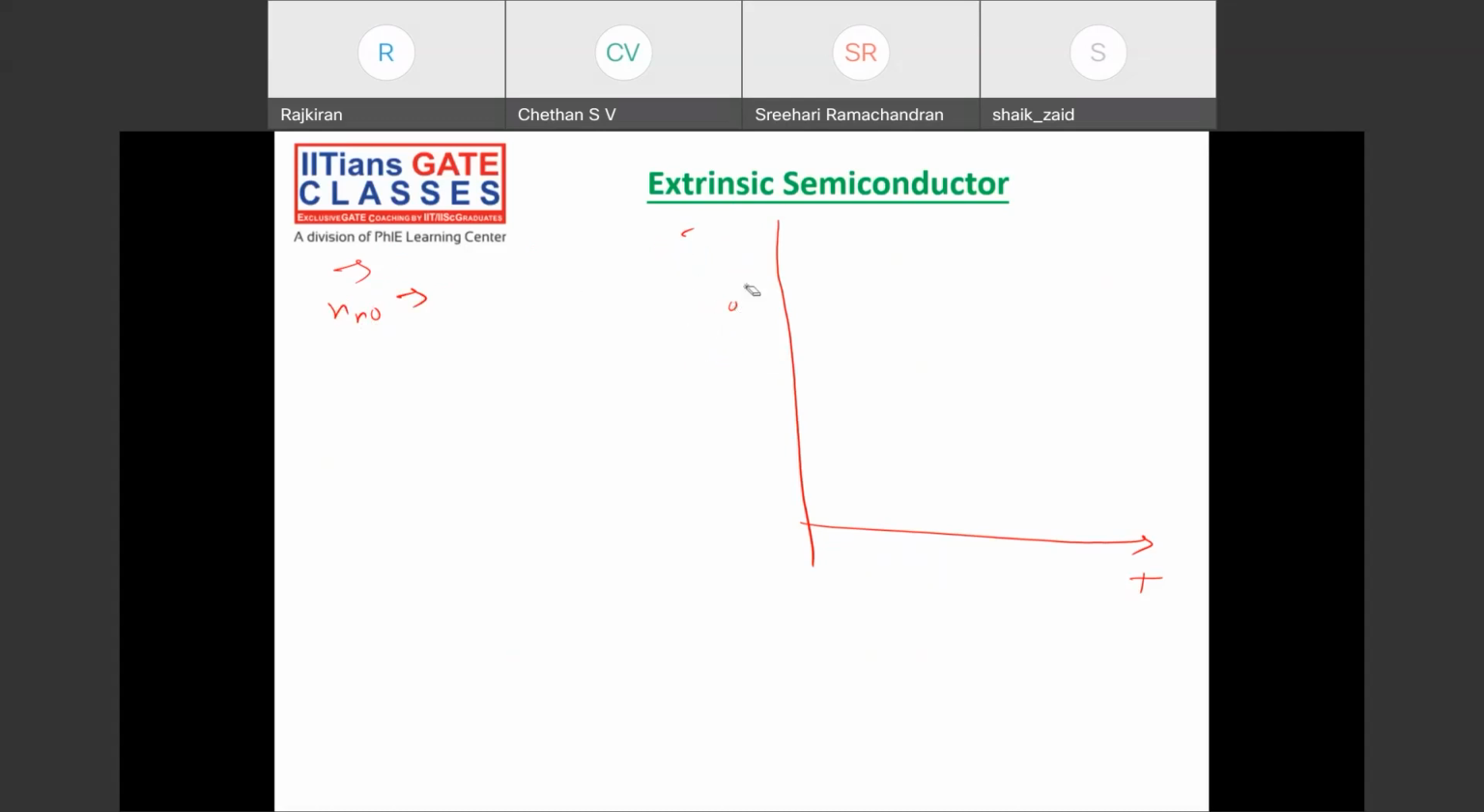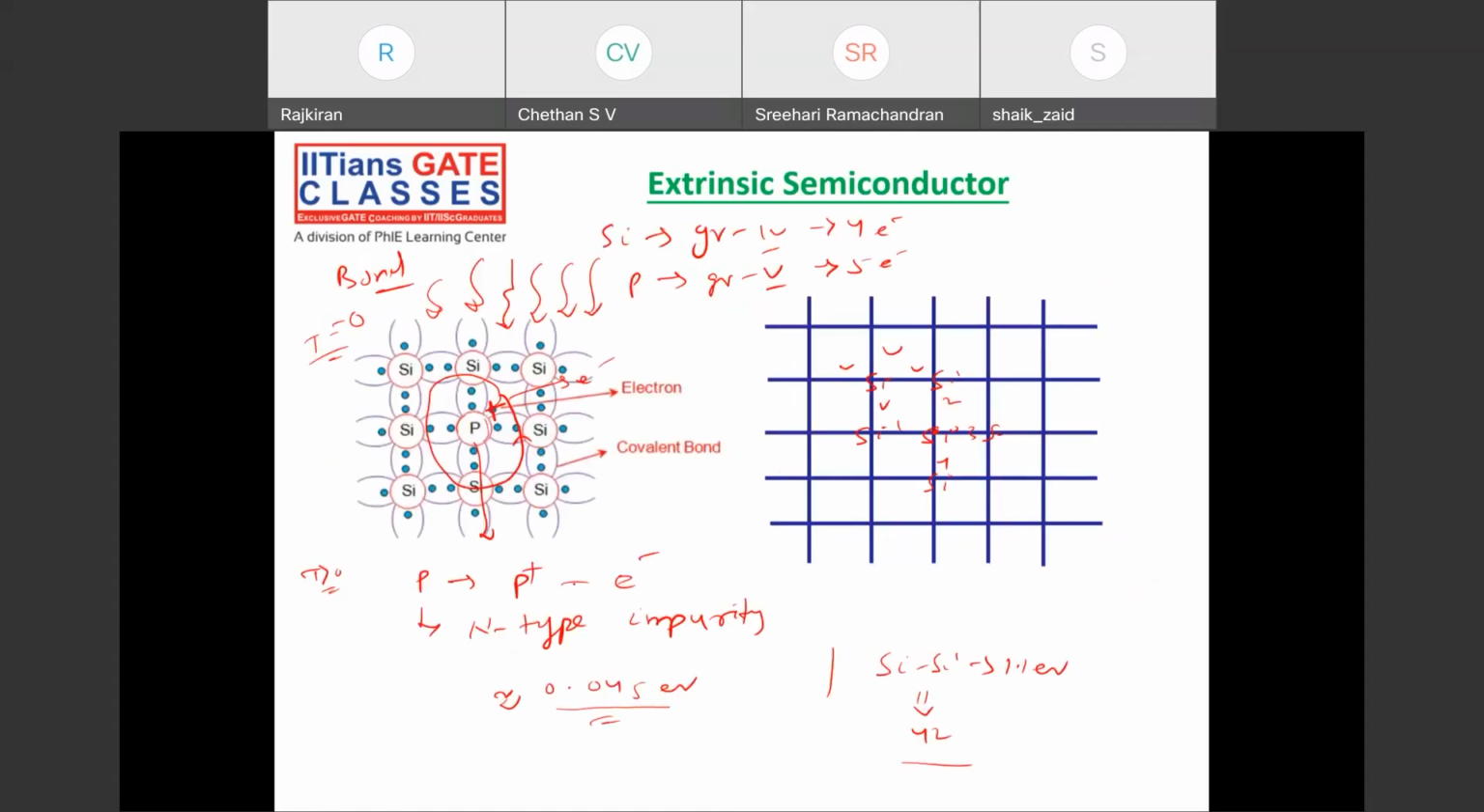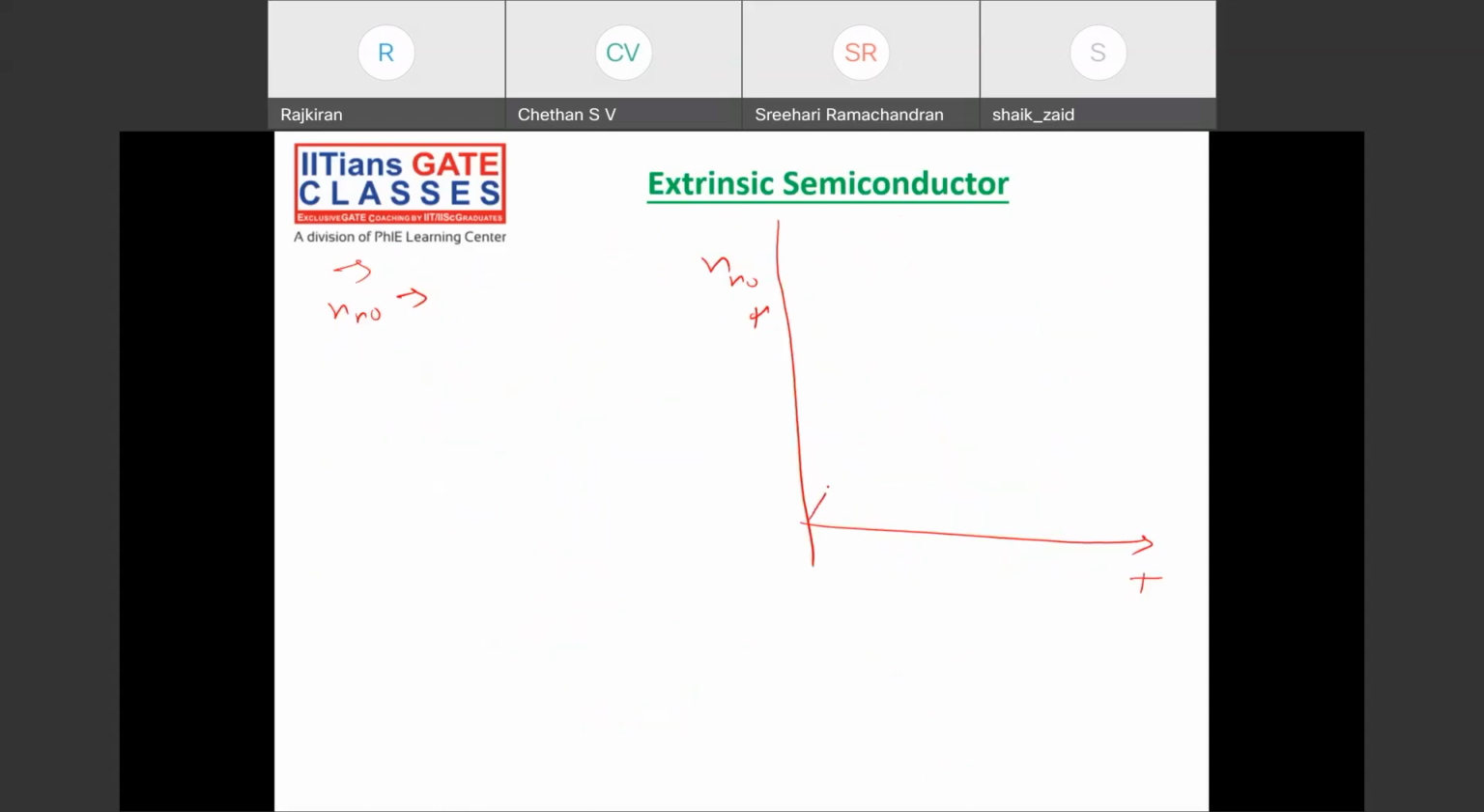Clear or not clear? Then N0. So what will happen if you increase temperature? This phosphorus will start getting ionized, so the electron concentration will go on increasing. Because in this range, whatever phosphorus we have introduced will start giving the electron to the conduction band. Clear? So after a certain time, all the phosphorus will have given its electron. So my concentration will become constant because all the phosphorus will have ionized. Clear?